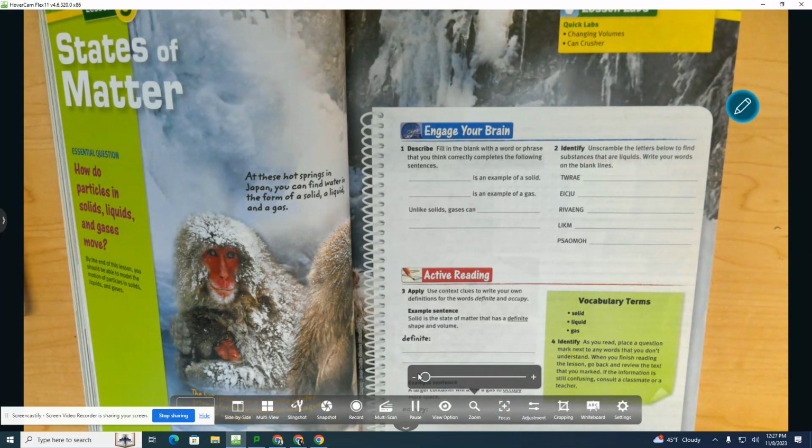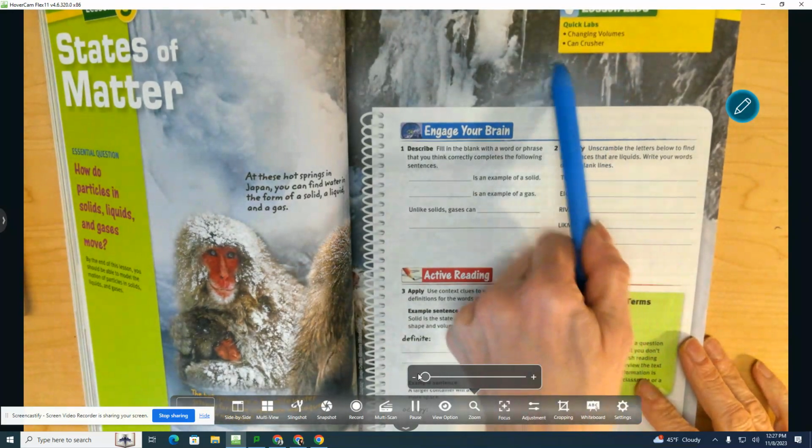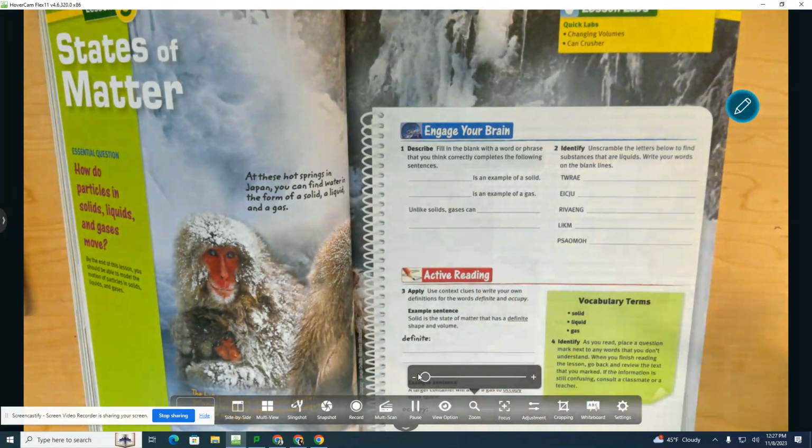All right, page 65, this is an engage your brain. Hey, look, changing volumes in a can crusher. So we did do that lab. So it does all relate. Okay, engage your brain. This page is not a page that you really need to spend a ton of time on. It just gets our brain thinking about the topic.